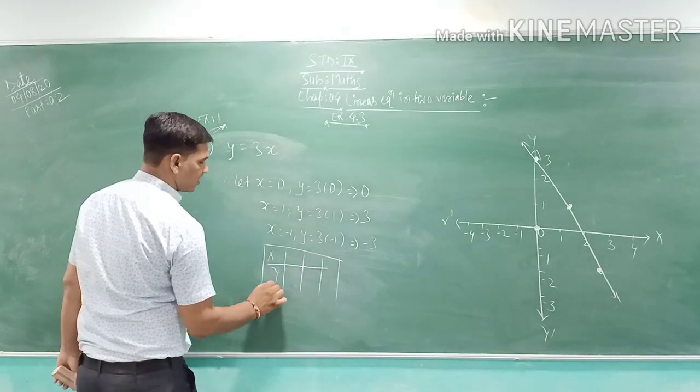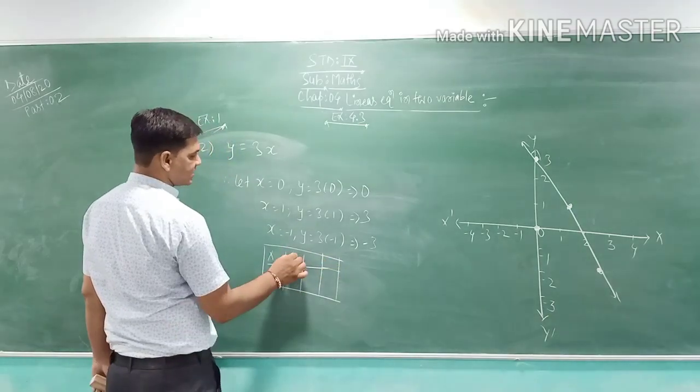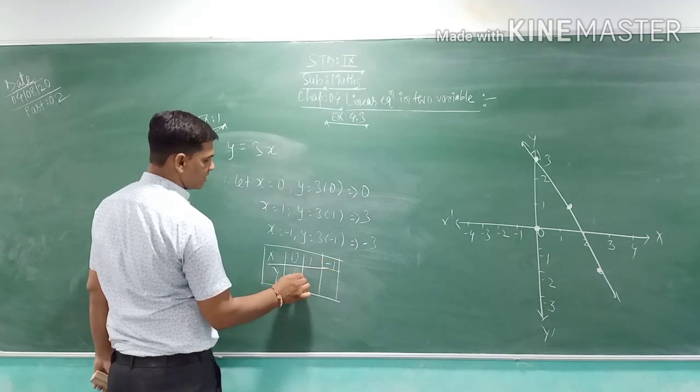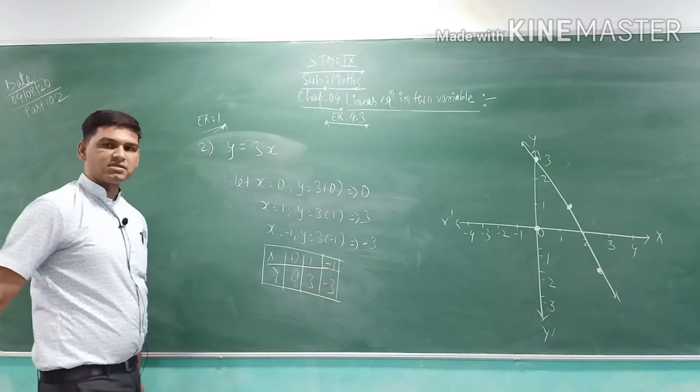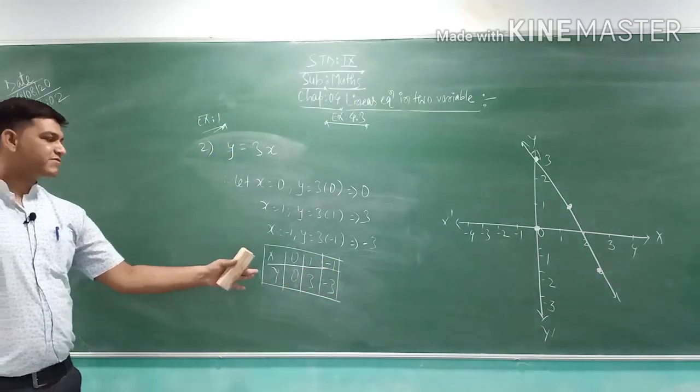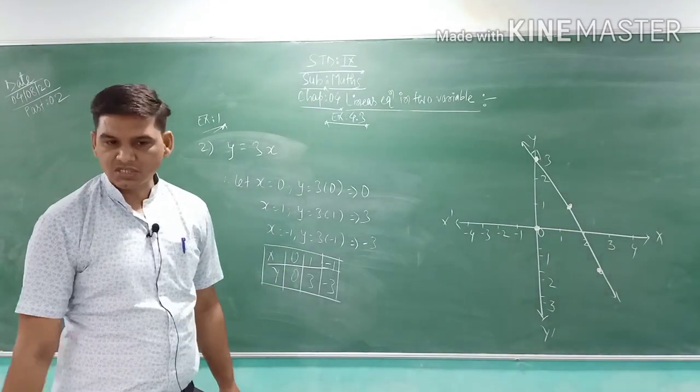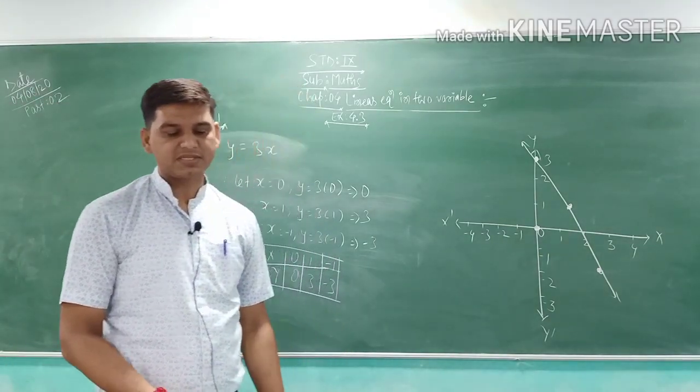Okay? Value of x and y. So x is 0, 1, minus 1, 0, 3 and minus 3. Right? So by applying these values, you can easily find the solution set.